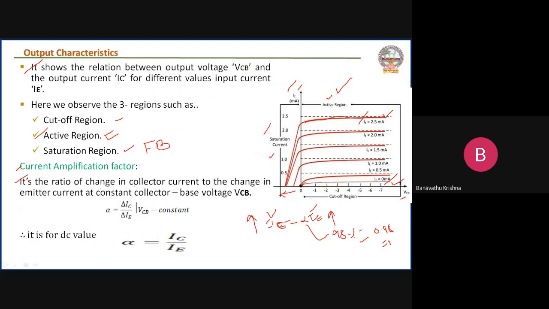Next, the current amplification factor. It is the ratio of change in collector current to the change in emitter current at constant collector base voltage VCB. That is, alpha AC equals delta IC by delta IE at constant VCB. But generally it is considered as a DC value: alpha DC equals the ratio of collector current to emitter current. This is the concept of the common base configuration.